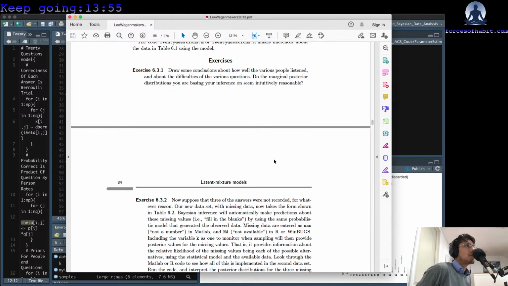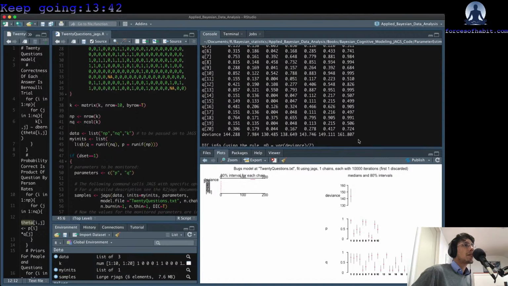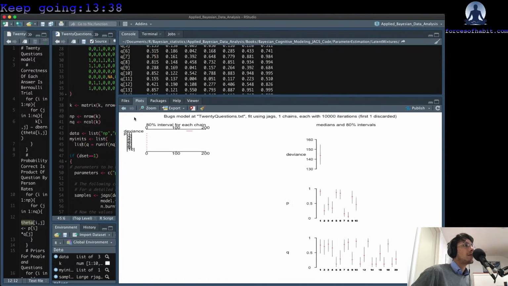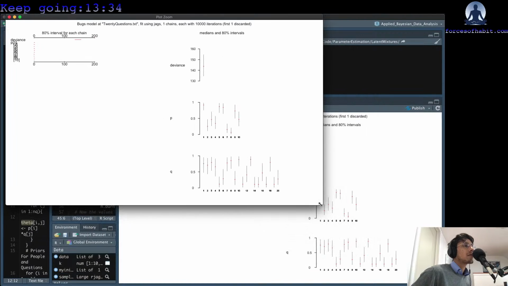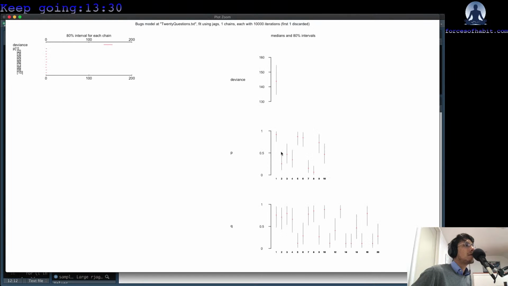Do the marginal posterior distributions you are basing your inference on seem intuitively reasonable? Yeah, they do. This graph might actually come in handy now for a second, finally. Let's just zoom it. Where we see the people who are the rock stars and people who are not.